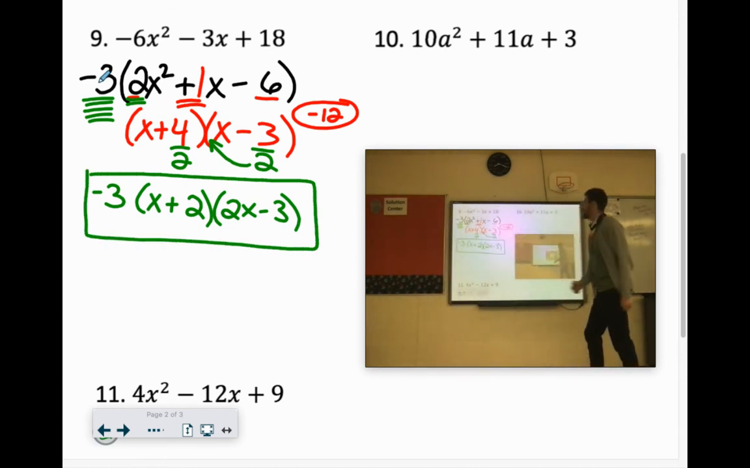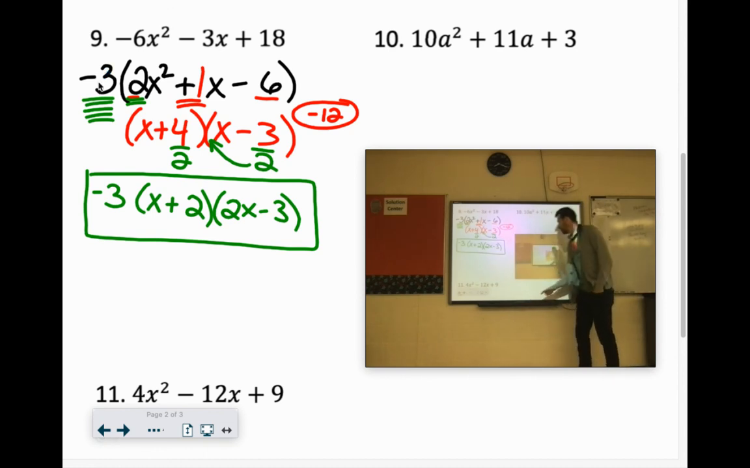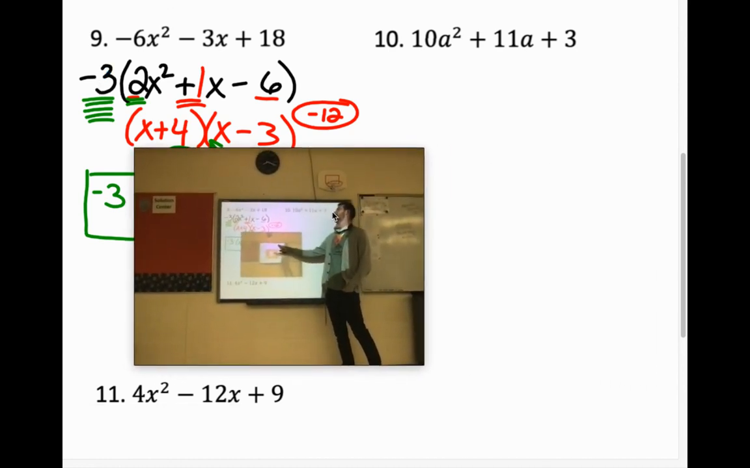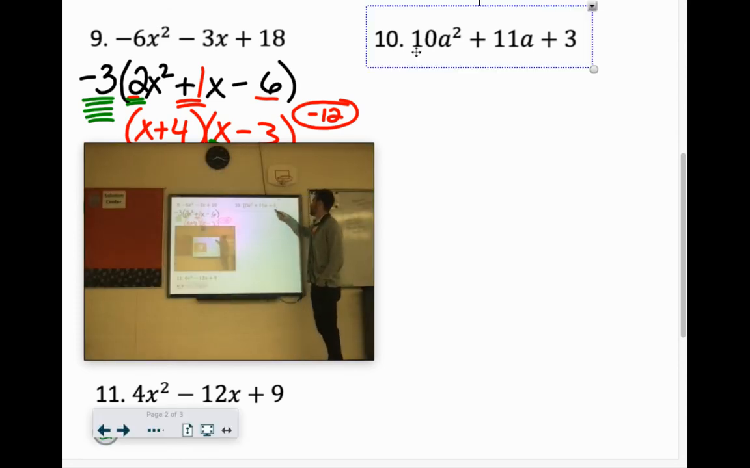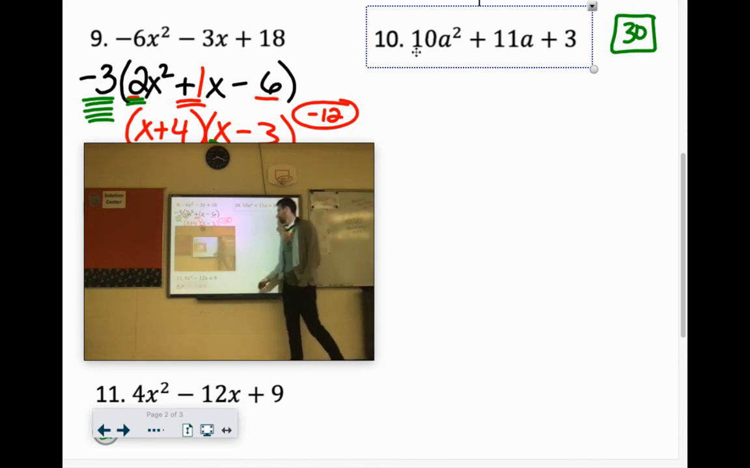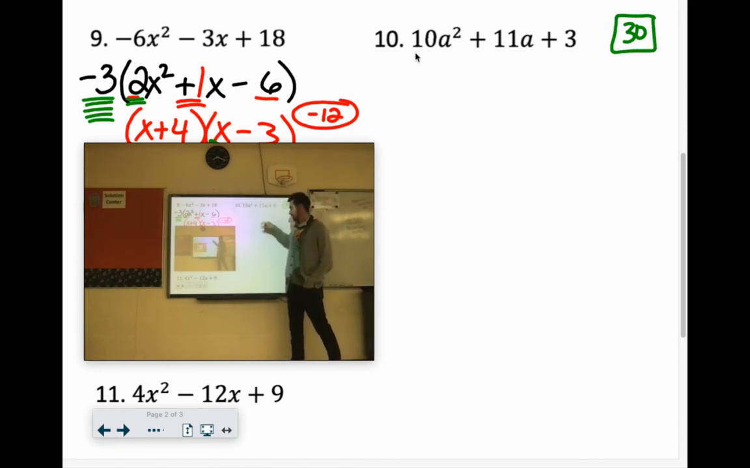10a squared plus 11a plus 3. Do they have anything in common? No, they don't. So multiply the 10 and the 3, we get positive 30, which means they better both be the same sign. If they add up to positive 11, then they have to both be plus.